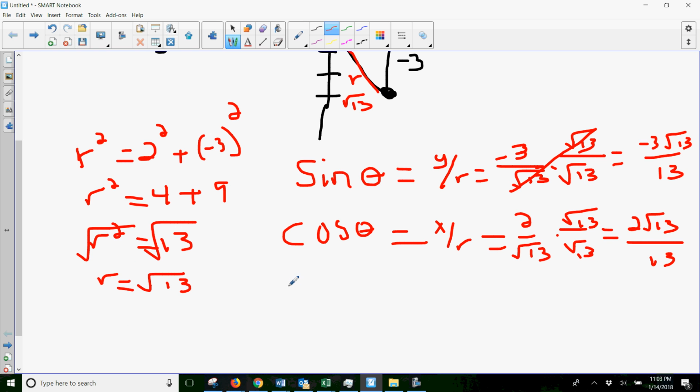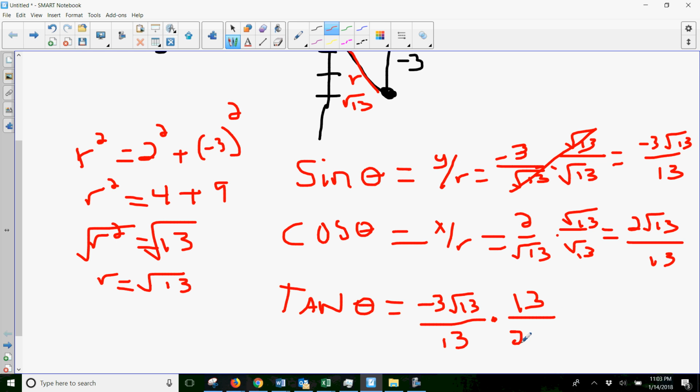Okay. So for tangent theta, this is going to be sine over cosine. So we'll have negative 3 root 13 over 13. And then remember, when dividing fractions, we want to flip these. This 13 is going to come up top, and then we'll have 2 root 13 on bottom. And here, the square root of 13 is going to cancel out, which is going to get negative 3 over 2.